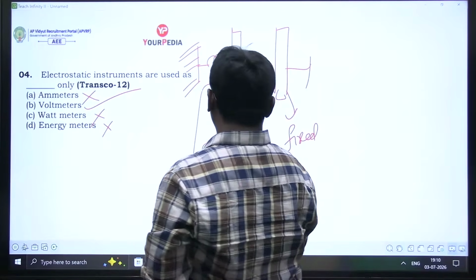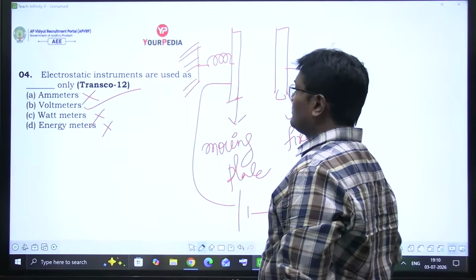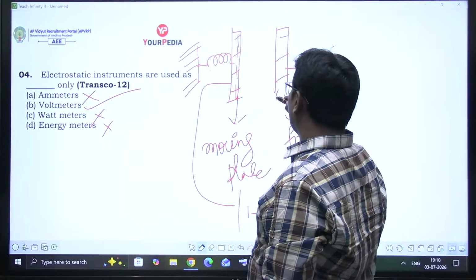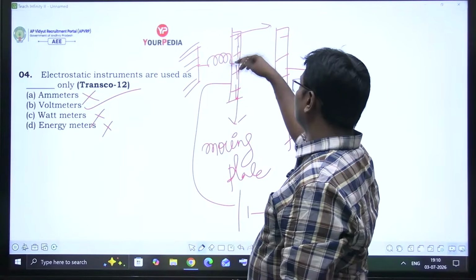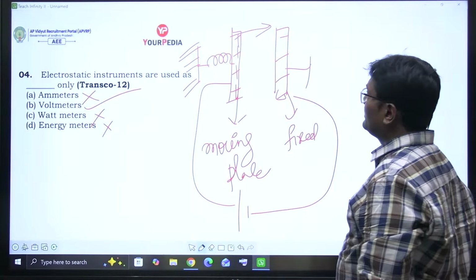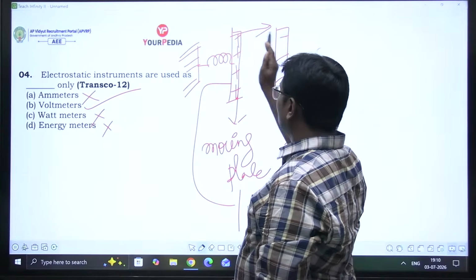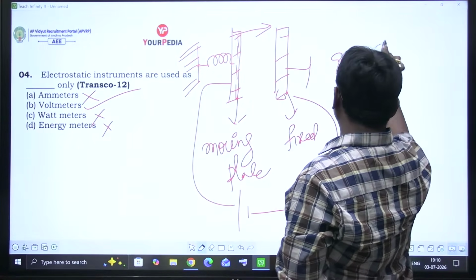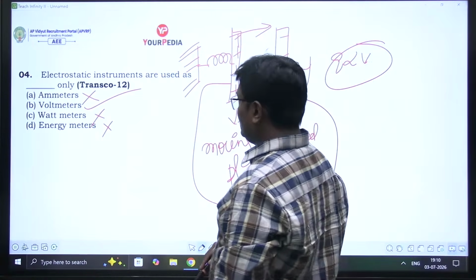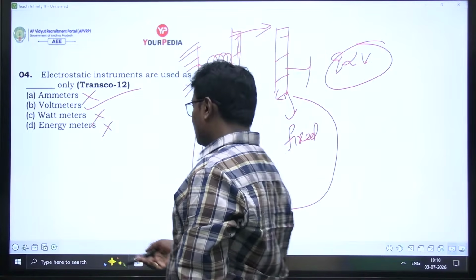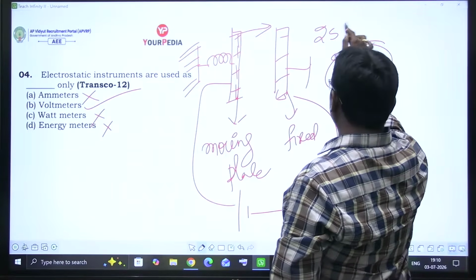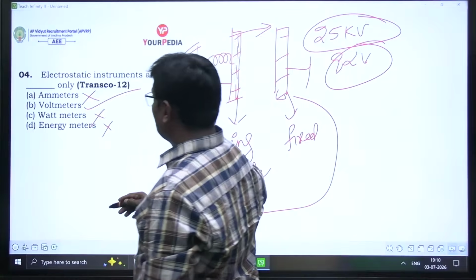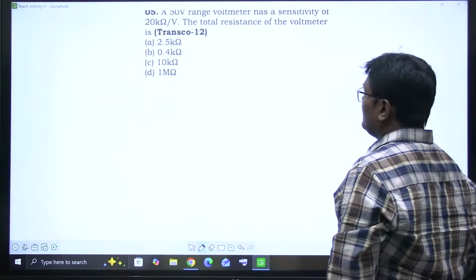If charges are formed here, on the electrostatic, either AC or DC, polarities are formed. Because of the attracting force, one plate moves towards the other, and this charge formation is directly proportional to voltage. So it will measure the voltage, it acts as a voltmeter. If you want to measure 25 kilovolts, you can also use electrostatic voltmeters. Generally it is famous now.